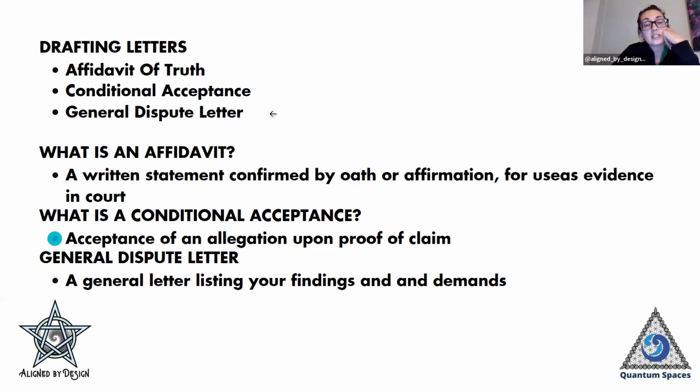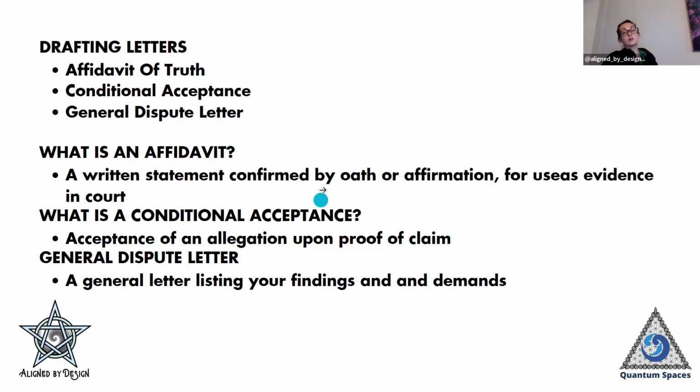An affidavit of truth is a written statement confirmed by oath or affirmation for use as evidence in court. So confirmed by oath or affirmation, you can either get the affidavit signed by 3 witnesses. It can also just be 2. I like to do 3. Get an affidavit signed by 3 witnesses, and these witnesses are not claiming that your truth is true or not. They're claiming that they know who you are.